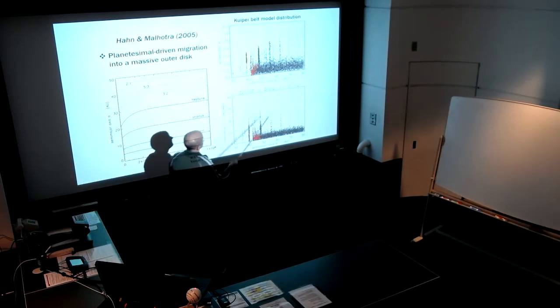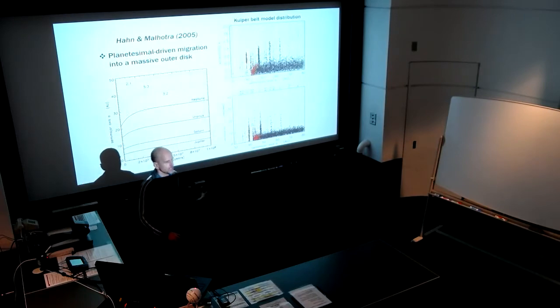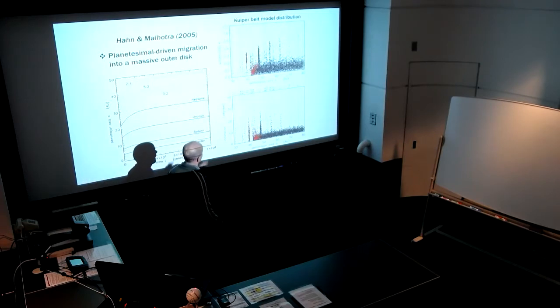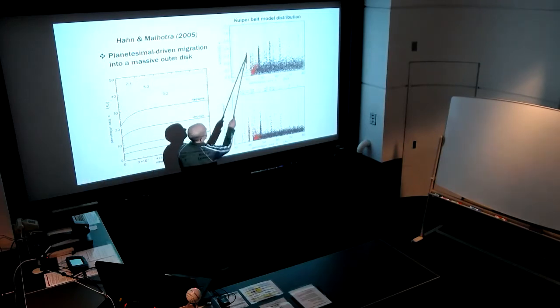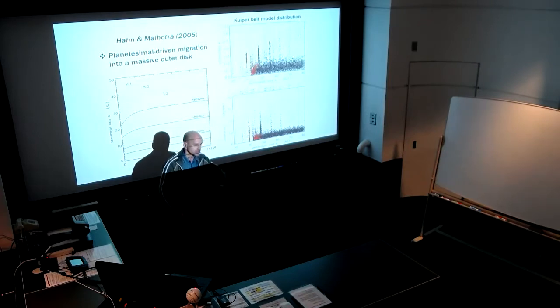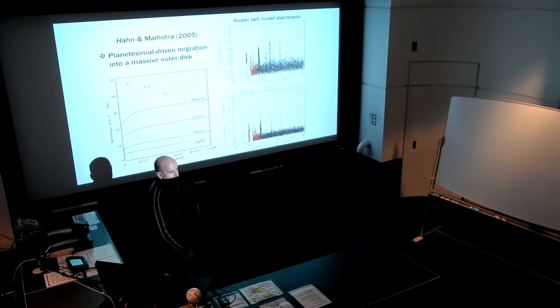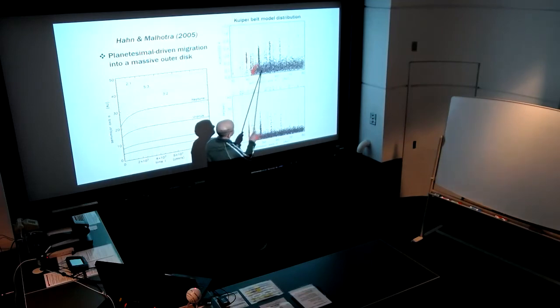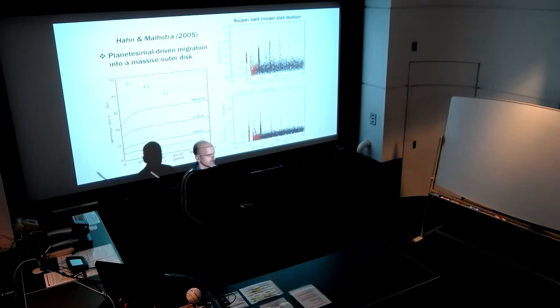This is the end result. This is the Kuiper belt model distribution they obtained back in 2005. The highlight of this model is the formation of this resonant population. As I was saying, as Neptune sweeps out, these bodies are caught in resonances, and that resembles what we see in the Kuiper belt. On the other hand, we know that this extended massive disk doesn't exist observationally, right?